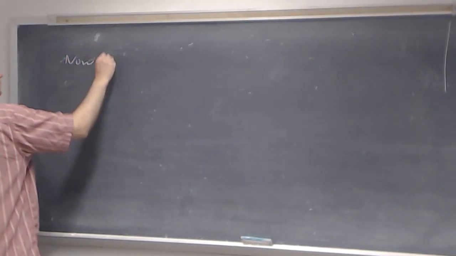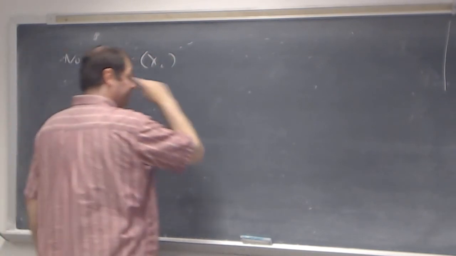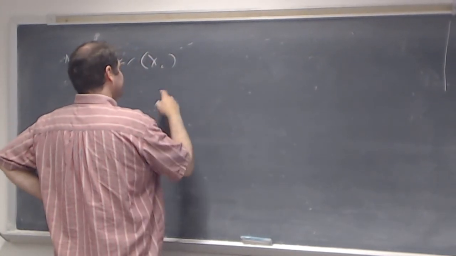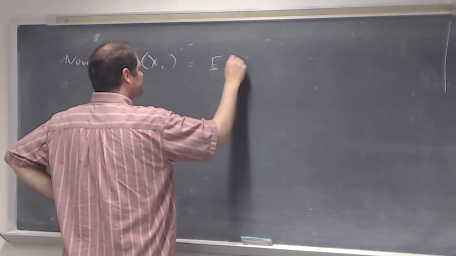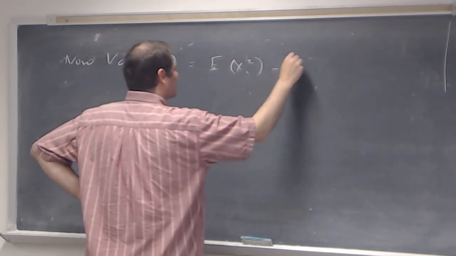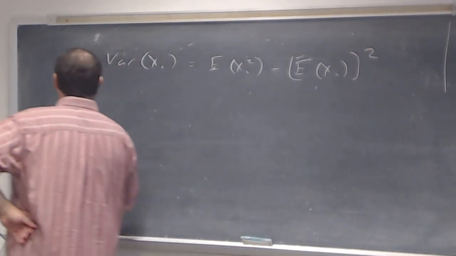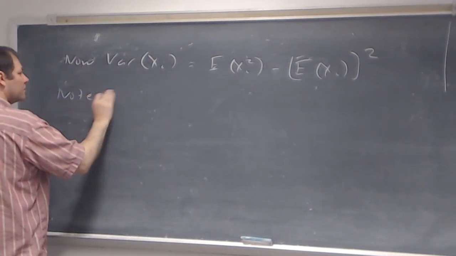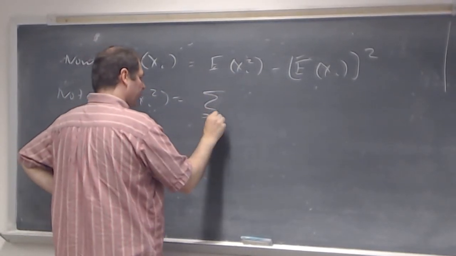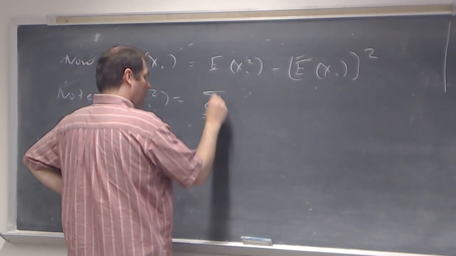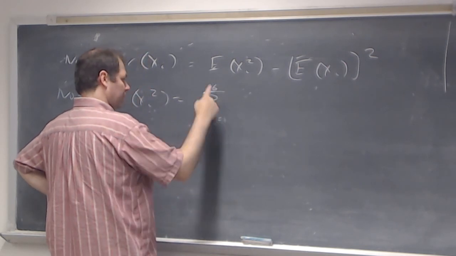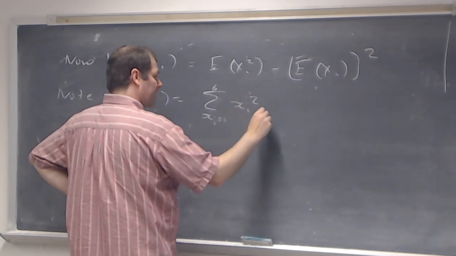Now, the variance of x sub i, it's going to be the same for all the 10 dice, so 1 through 10 here. Well, that's equal to the expected value of x sub i squared minus the expected value of x sub i, squared. Note the expected value of x sub i squared is the sum over the x sub i values, which are 1 through 6, the die roll outcomes that are possible, of x sub i squared times f of x sub i.